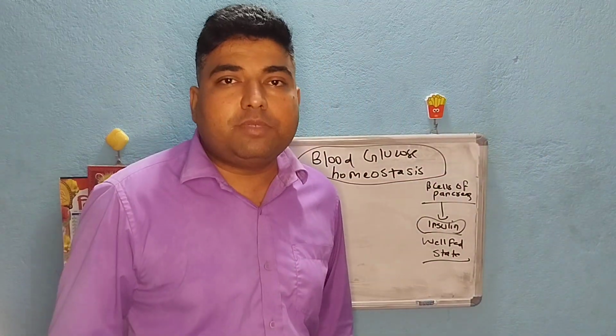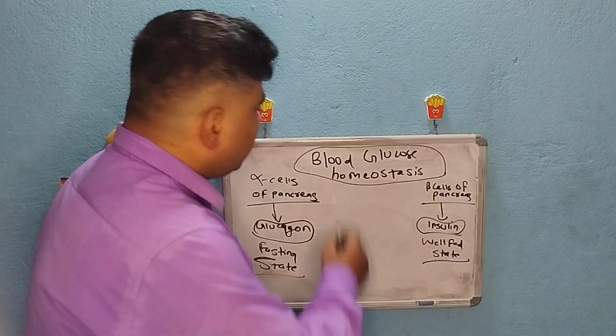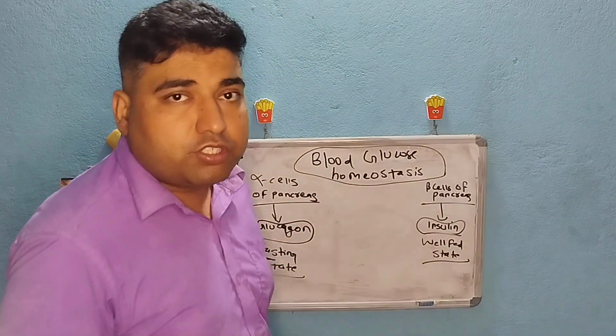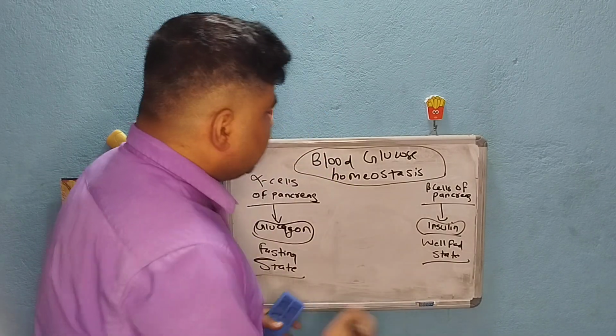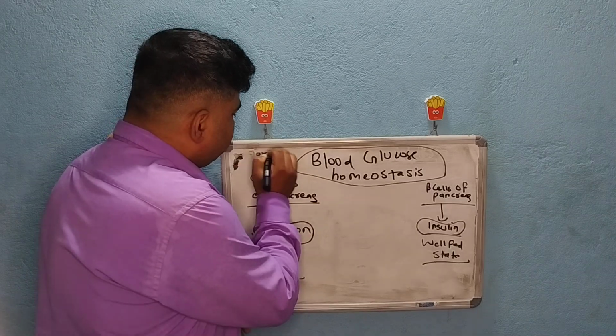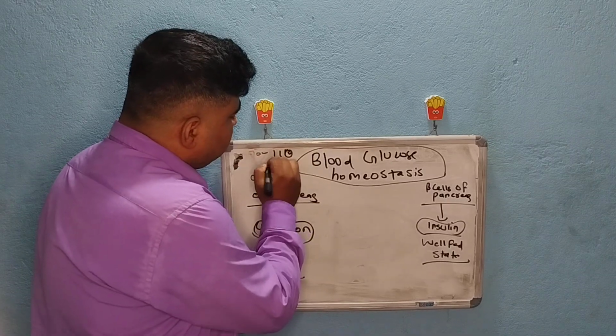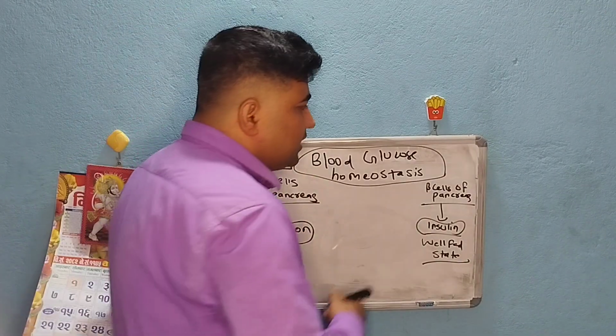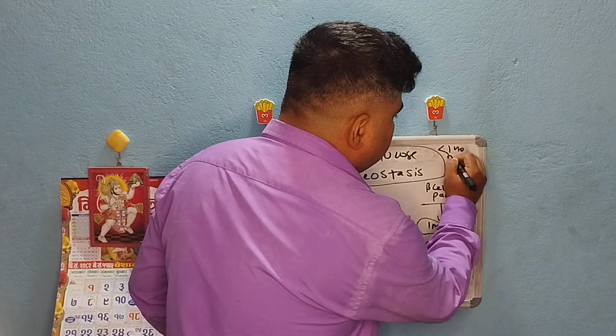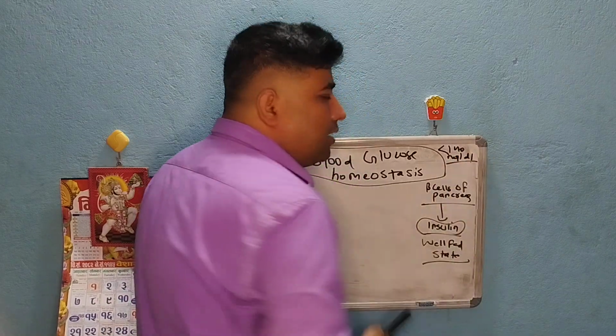Hello friends, in this video I will be talking about the concept of blood glucose homeostasis. The normal range for the blood glucose level in the fasting state is between 70 to 110 mg per deciliter, whereas postprandial it is less than 140 mg per deciliter. Postprandial, in a sense, means after food.